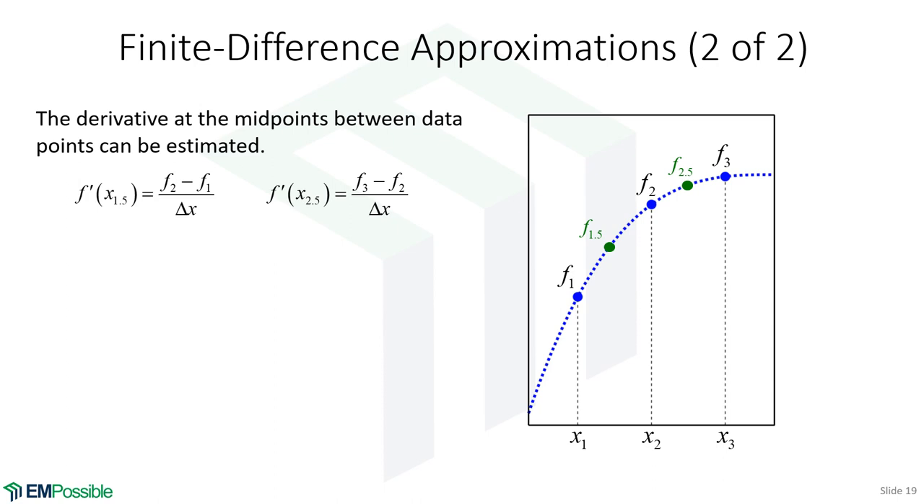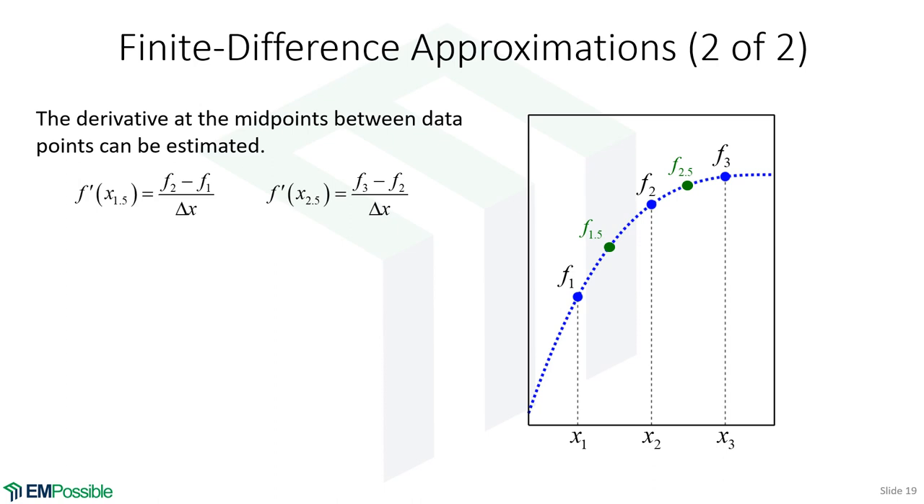Next thing we can do is suppose we wanted to know the slope at these midpoints. At F1.5, I'll call it, that's the midpoint between F1 and F2, and then F2.5. What if we wanted to know that? Well, the slope at an x value of 1.5, we could say is the slope of the line connecting F1 to F2. So that rise over run is F2 minus F1, and then the run would be delta x. And that's exactly what we have here, F2 minus F1 over delta x.